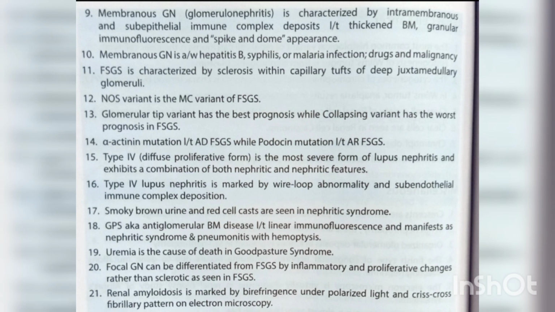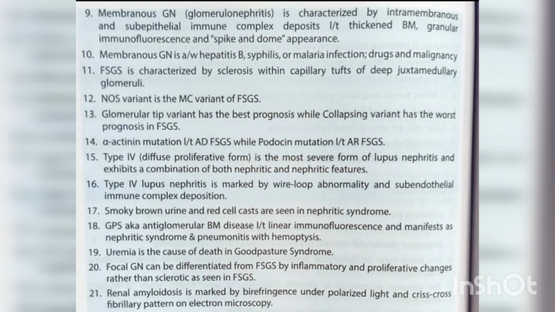FSGS is characterized by sclerosis within capillary tufts of deep juxtamedullary glomeruli. NOS variant is the most common variant of FSGS. Glomerular tip variant has the best prognosis, while collapsing variant has the worst prognosis in FSGS. Alpha actinin mutation leads to autosomal dominant FSGS, while podocin mutation leads to autosomal recessive FSGS.